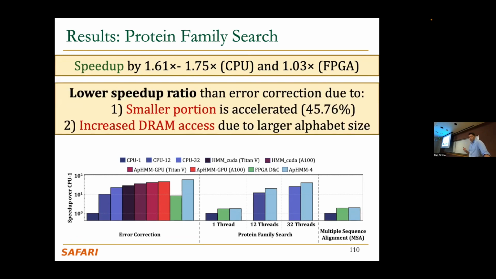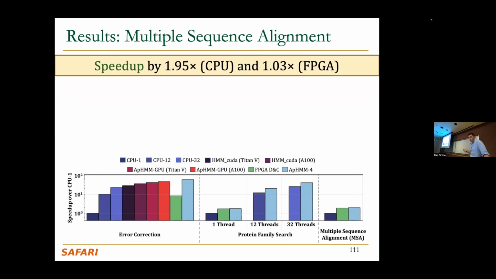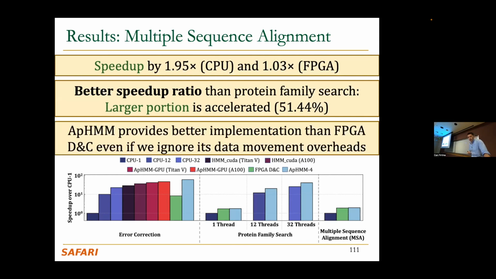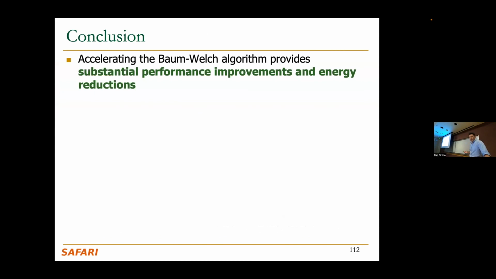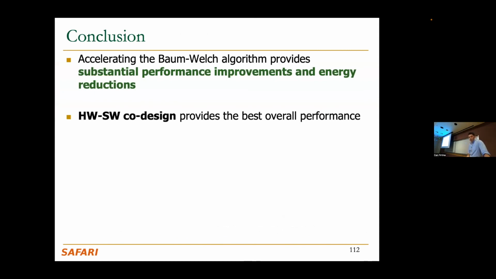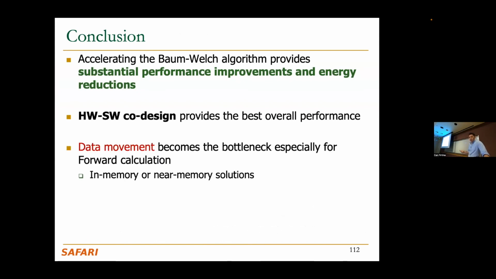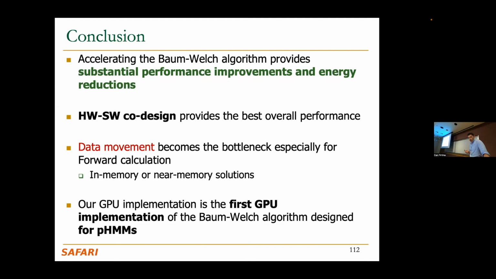For protein family search, we can accelerate. For multiple sequence alignment, we can accelerate. ApHMM also provides a better implementation than the other related FPGA work. Accelerating the Baum-Welch algorithm provides substantial performance improvements and energy reductions. We provide a hardware-software co-design, which provides the best overall performance. Data movement becomes a bottleneck for some steps that we can consider designing for in-memory or near-memory solutions. Our GPU implementation is the first GPU implementation of the Baum-Welch algorithm designed for PHMMs.